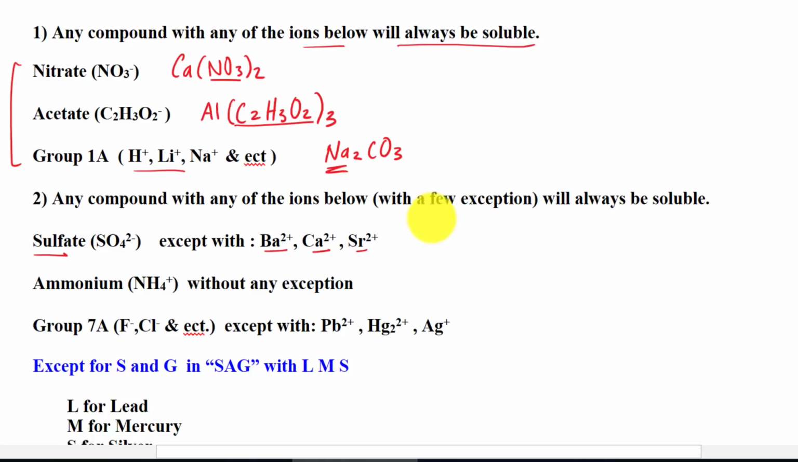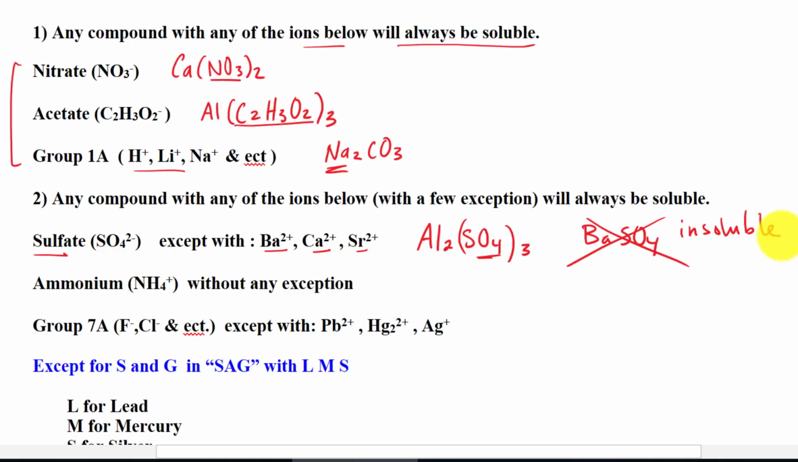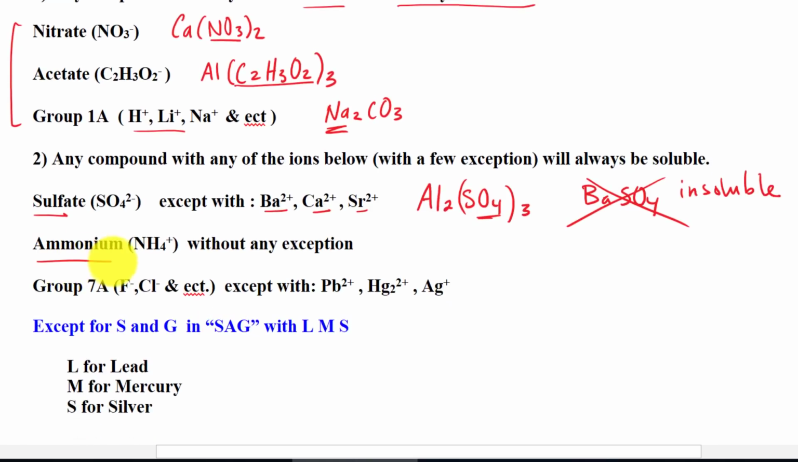Now, let's look at an example where it is soluble. What about aluminum sulfate, Al2(SO4)3, and there are 3 of the sulfate. See that sulfate right there? And aluminum is not one of the exceptions, therefore it is soluble. But if we look at barium sulfate, BaSO4, this one is insoluble. What about ammonium? Ammonium is always soluble and it doesn't have any exception. For example, ammonium hydroxide, NH4OH, is soluble. So any compound with ammonium ions in it will be soluble.